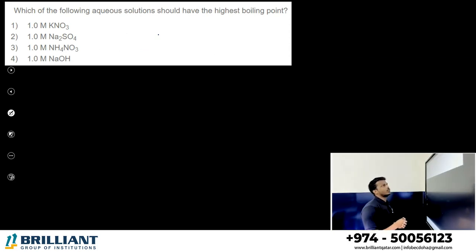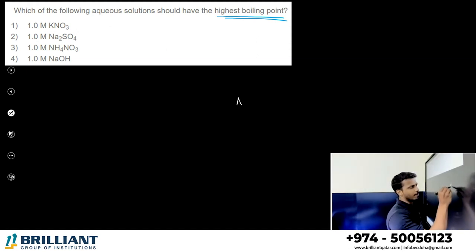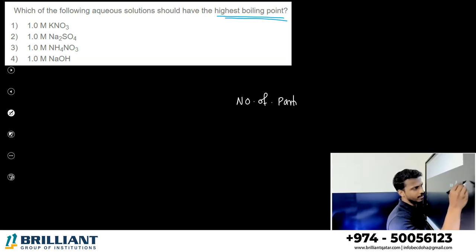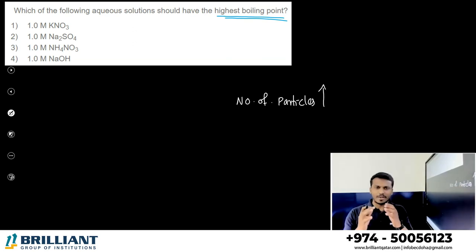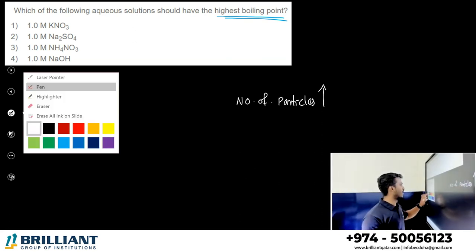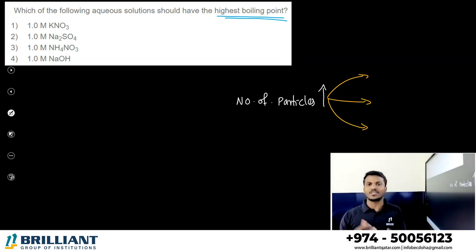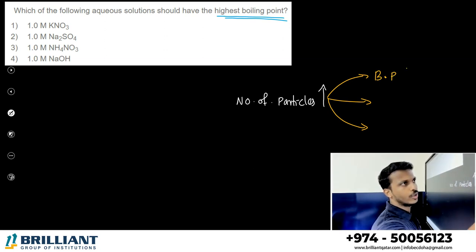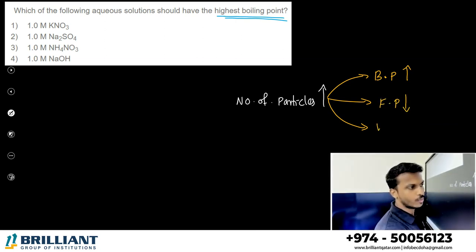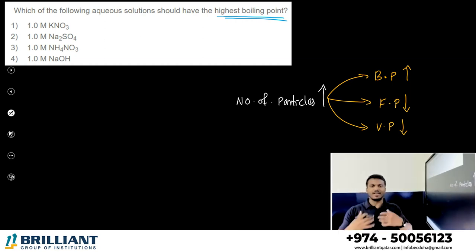Which of the following aqueous solutions should have the highest boiling point? Let me give you a small idea. Keep this point in mind, and you will be able to answer some questions regarding it. If the number of particles in the solution increases, we can say three things. Boiling point of the solution increases. The next two factors decrease: one is freezing point, and one is vapor pressure. Keep in mind, as the number of particles in the solution increases, boiling point increases, but freezing point and vapor pressure decrease.